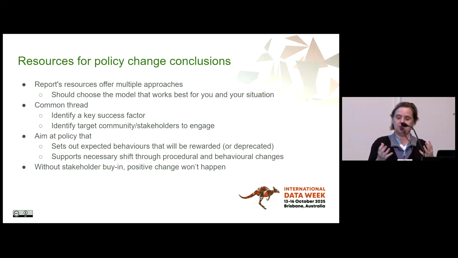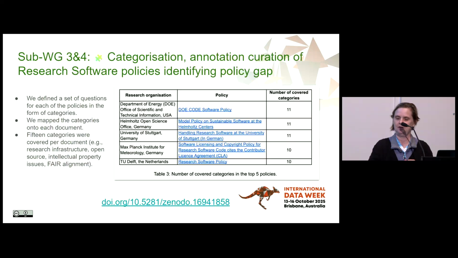And then there's some general advice to aim for policy about what good policy design looks like around setting out expectations and behaviours that will be rewarded, using the carrot rather than the stick approach. And ensuring that policy doesn't just say, yay, we support research software and open source software, but actually has some kind of implementation associated with it, so it goes through other shifts related to procedural and behavioural changes. Because without broad stakeholder buy-in, positive change just won't happen. And now I'll pass back to Pedro, yes?